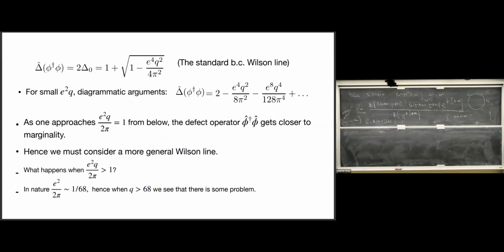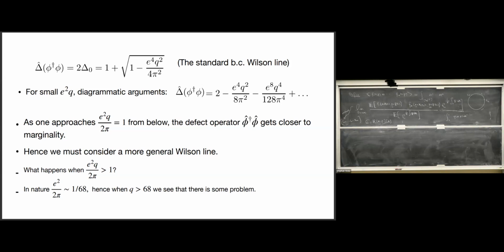So let's look more explicitly. This is the scaling dimension of the phi hat dagger phi hat operator, the upper line here, in the standard quantization boundary conditions. And you can see the following things. One is that when Q is strictly 0, you go back to 2. That's the old scaling dimension from the bulk. So this is 1, a consistency check. The other, you can see that if you expand this in small e squared Q, you get results that diagrammatically completely agree with Feynman diagrams.